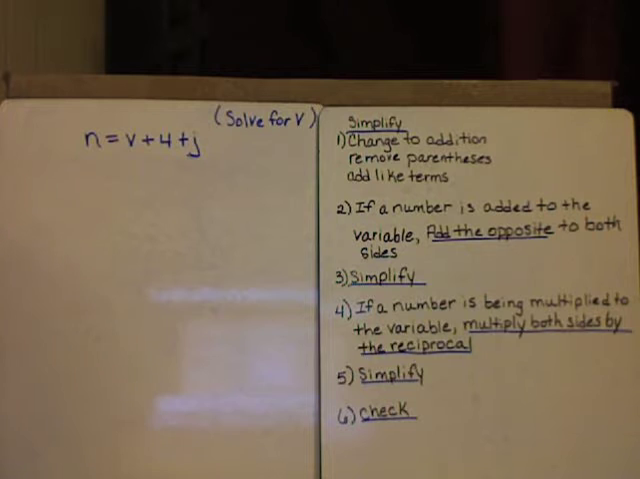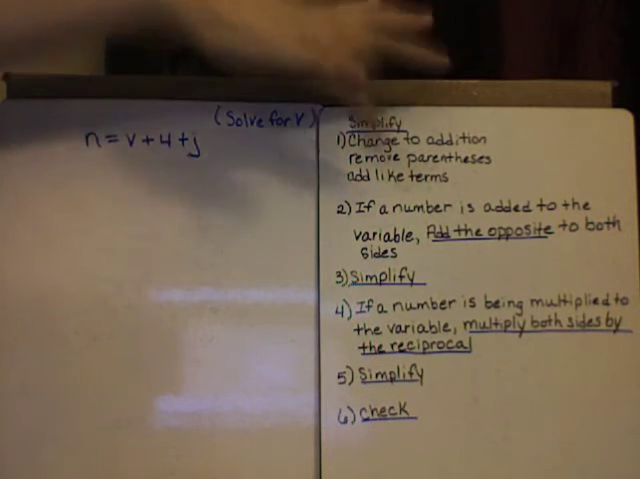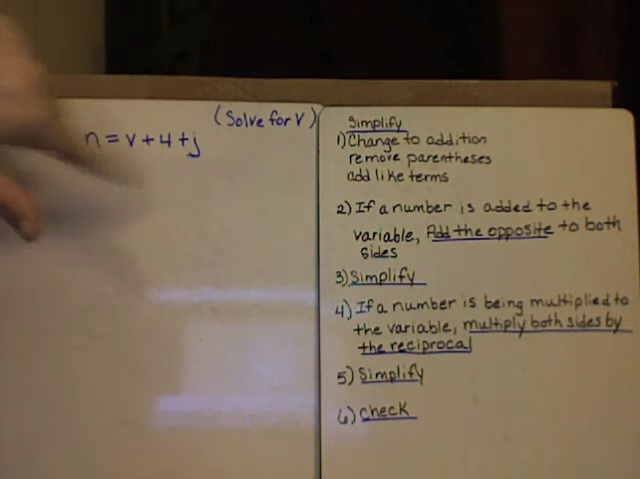Okay, I have another type of problem to show you. Sometimes we're asked to solve for a variable when there are other variables already in the equation. It looks pretty difficult, but it's okay because we just follow the same steps that we followed for the other problem. We simplify, which means changing it to addition, removing parentheses, and adding like terms, but that's already done, so we don't have to worry about it.